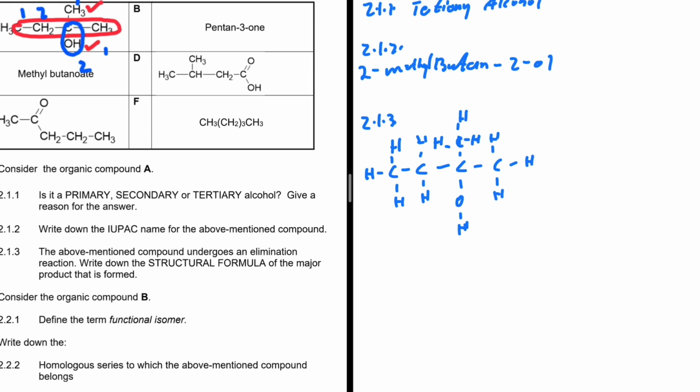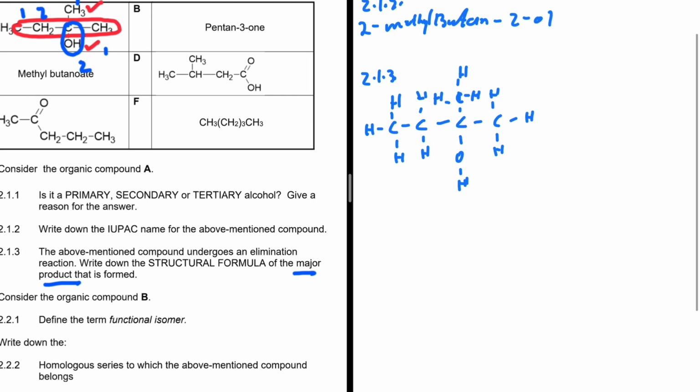So it means that the structural formula of the major product formed should be an alkene, right? This question is very specific. Major product, right? We have a major product and a minor product for the dehydration of an alcohol. So this is just the alcohol. This is not the answer. This is just the alcohol.